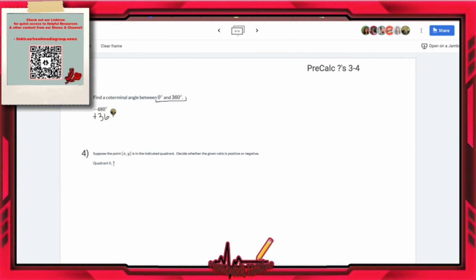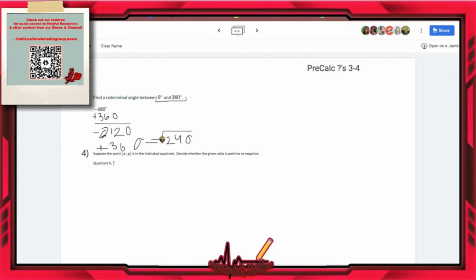And once you add 360 to this, it's going to give you negative 120. And again, still not in range. So you're going to add another 360 to it. And that will leave you with 240. So we have 240 as our final total, and that is within 0 and 360, so it works.